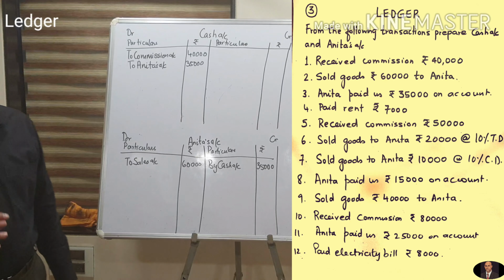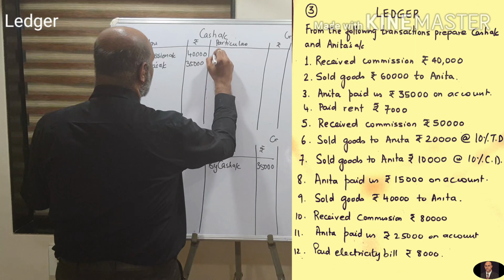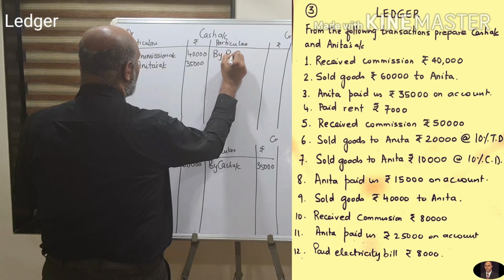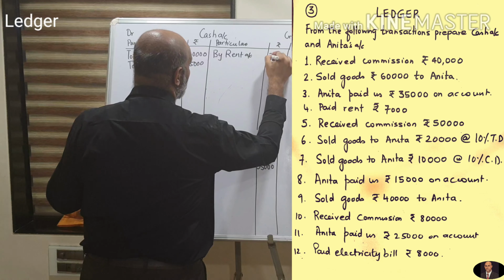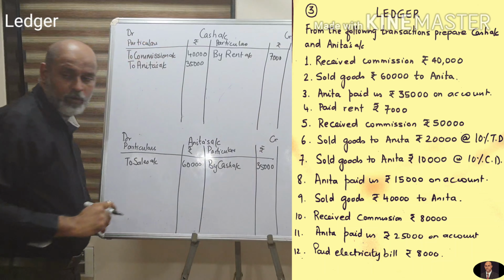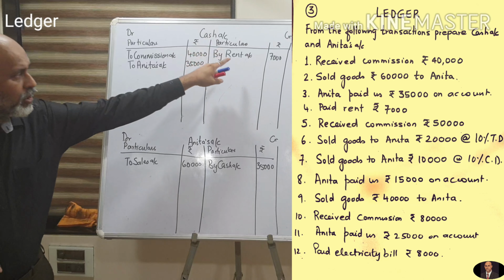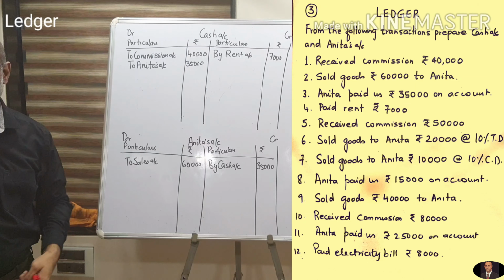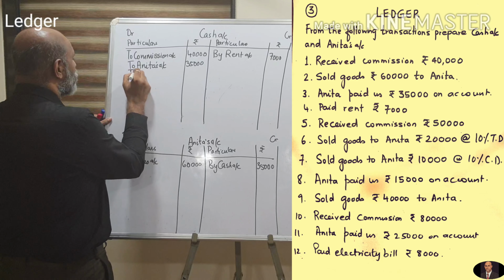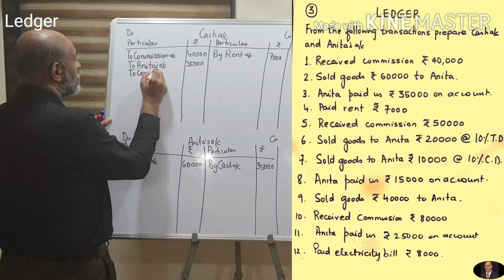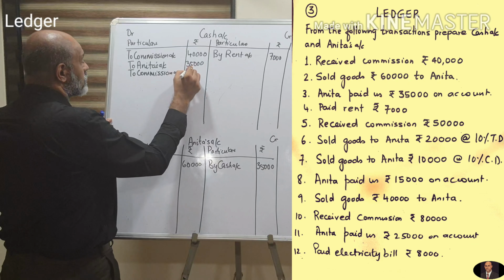So that was Anita. Paid rent rupees 7,000, so money is going out. Rent to cash. So right here, write by rent. Now you go to the rent account, go on the opposite side and write down to cash 7,000. Next, received commission rupees 50,000. So I write here to commission 50,000.